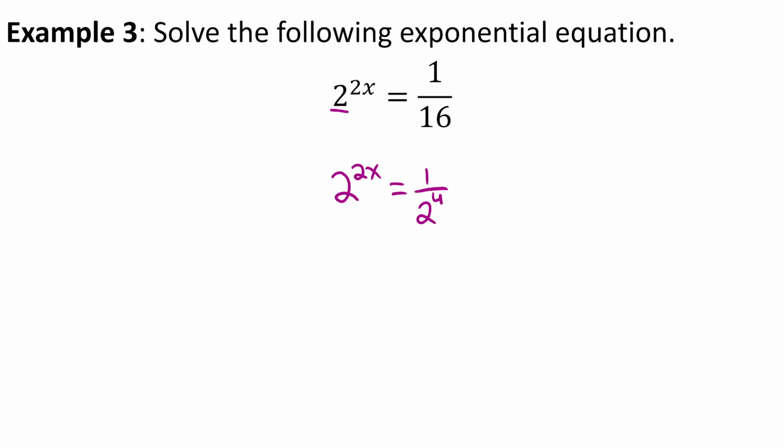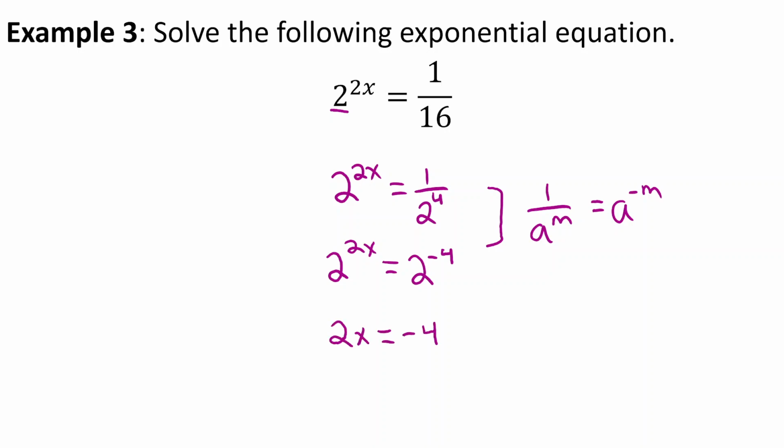The next step is a little bit trickier: 2 to the 2x equals 2 to the negative 4th power. The reason we can do that is because we have a formula, 1 over a to the m equals a to the negative m, which is a property of negative exponents. Now, since the bases are equal to each other, we say 2x equals negative 4 and divide both sides by 2, which gives us x equals negative 2.